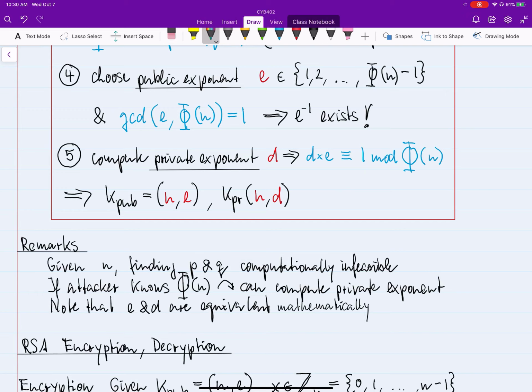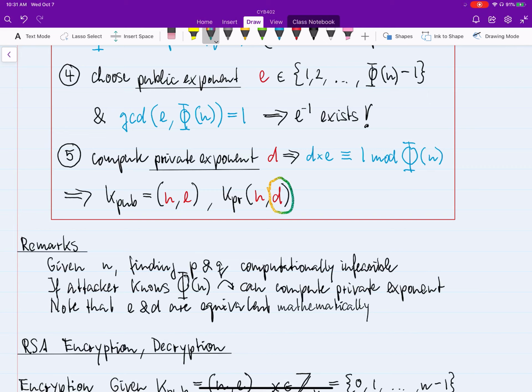I just wanted to mention that for your understanding, because it's interesting. Then we have the private key. The private key is comprised of n, of course, which is also public. So the real secret is d. The real secret is d here.